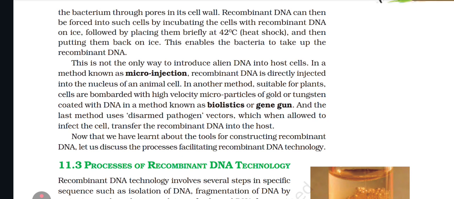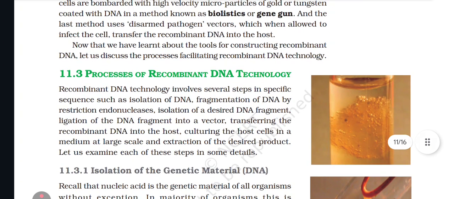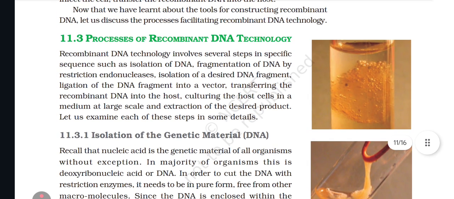Process of recombinant DNA technology. Recombinant DNA technology involves several steps in specific sequence such as isolation of DNA, fragmentation of DNA by restriction endonucleases, isolation of a desired DNA fragment, ligation of the DNA fragment into a vector, transferring the recombinant DNA into the host, culturing the host cells in a medium at large scale, and extraction of the desired product. Let us examine each of these steps in some detail.